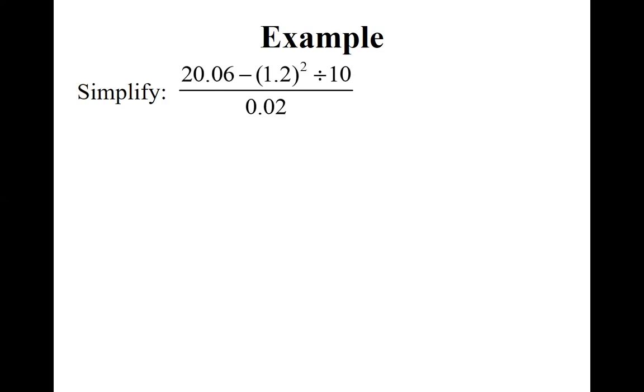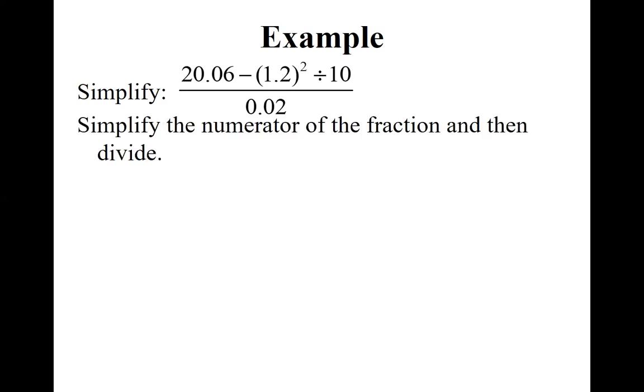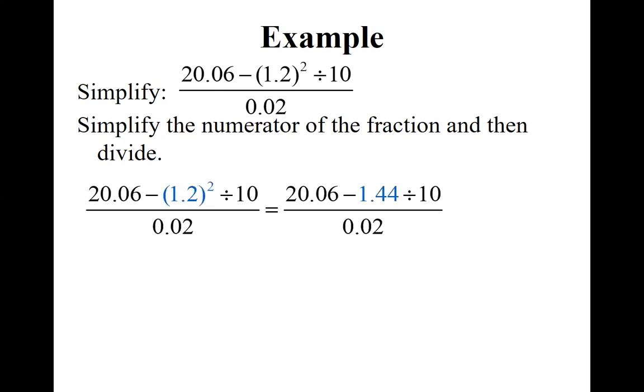20.06 minus 1.2 squared divided by 10, all over 0.02. So at the end of this, we're going to divide by 0.02. Let's simplify the numerator before we divide. We're going to go ahead and square the 1.2. That minus is outside the parentheses, so it stays minus. 1.2 times 1.2 gives us 1.44.